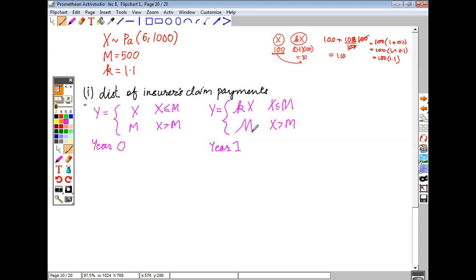Okay. So again, see, this isn't the actual distribution of insurance claim payments. Why? Because when I'm talking about a distribution, it has to be a proper PDF type something, right? This is just the way the claim amounts are distributed. And if I say that my X follows Pareto 6, comma 1000, what do you guys think this Y will follow? That is my question here.